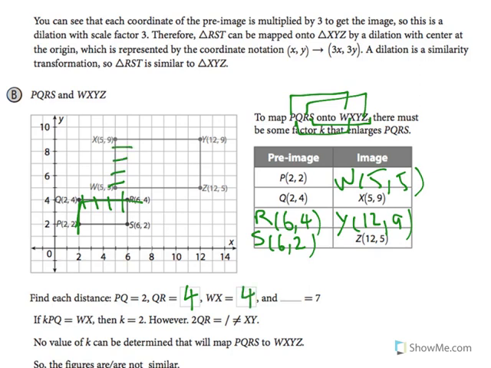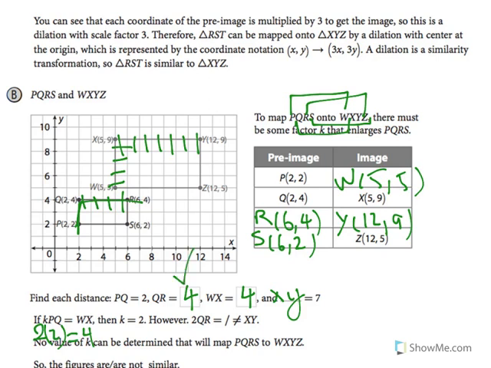And the distance from X to Y is 1, 2, 3, 4, 5, 6, 7. So then we see that PQ is corresponding to WX, so then 2 times PQ, since K is 2, so then we have 2 times 2 gives us 4, so this one works out.